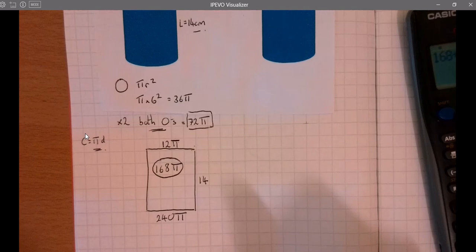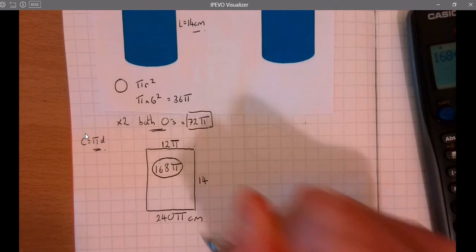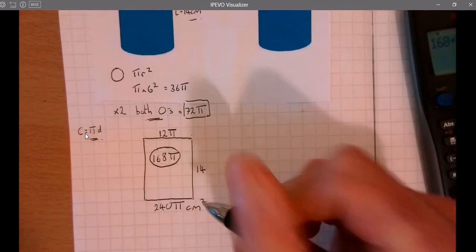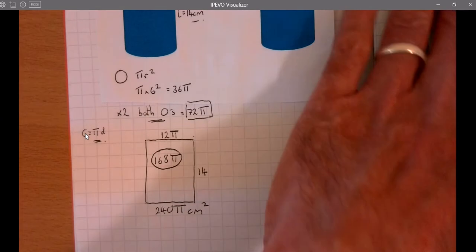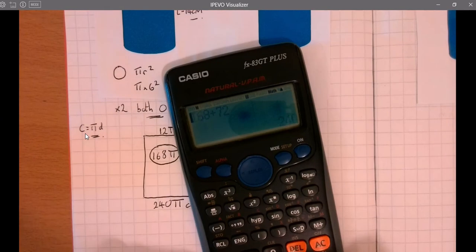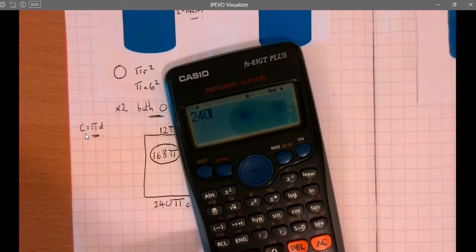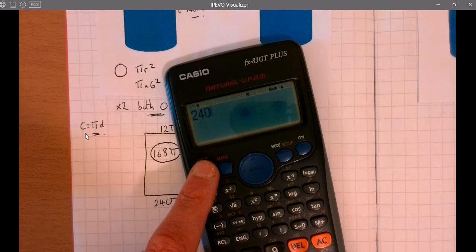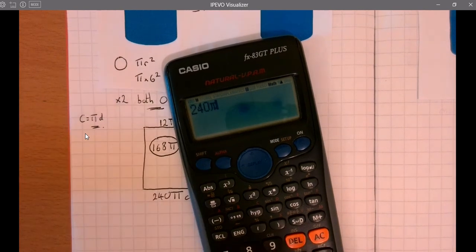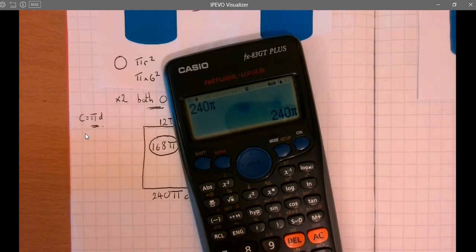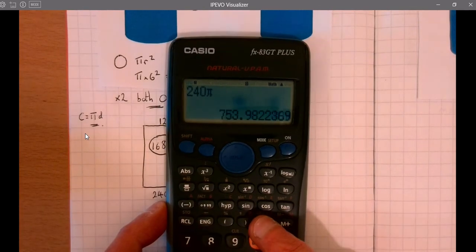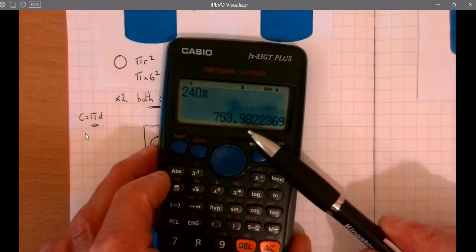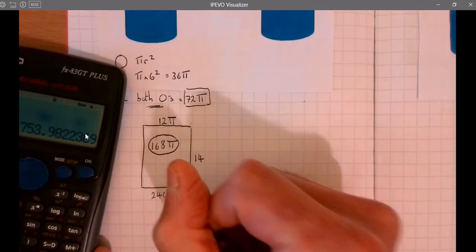And that's centimeters, it's an area, so it's centimeters squared. If you want it as a decimal, if the question says write it as 2 decimals, here we go. Just do 240 pi button. Press equals. Again, it still wants us to write down 240 pi, but if you just press that SD button, it will give us an answer. So that's 753.98 to 2 decimal places.